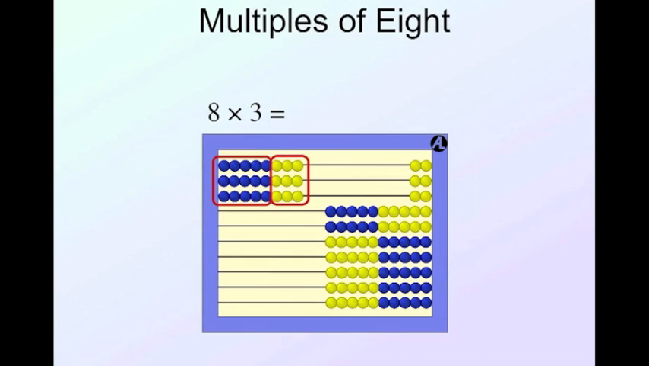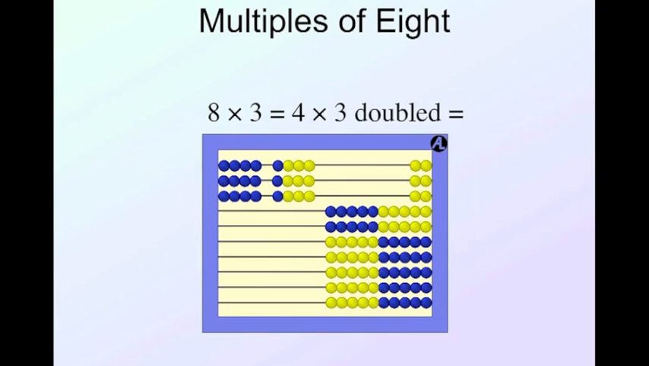We can do it a couple different ways. We can look at the blue beads, and I can see I have 15. The yellow beads, there's 9. 15 plus 9 is 24. Or my personal favorite is I do the split. And then I can see I have 4 times 3 doubled. 4 times 3 is 12. 12 plus 12 is 24.